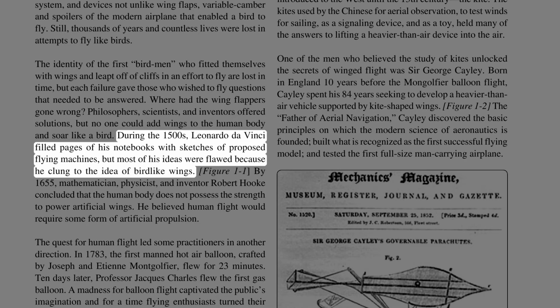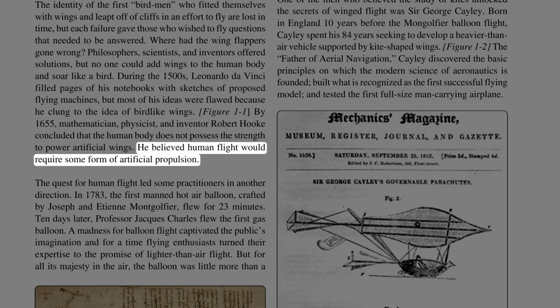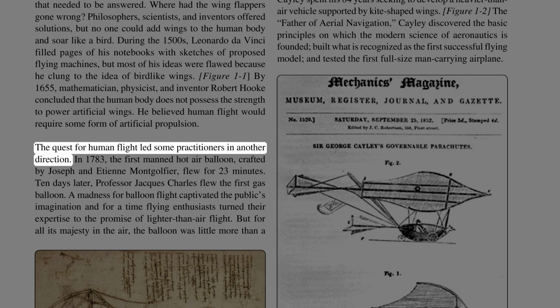During the 1500s, Leonardo da Vinci filled pages of his notebooks with sketches of proposed flying machines, but most of his ideas were flawed because he clung to the idea of bird-like wings. By 1655, mathematician, physicist, and inventor Robert Hooke concluded that the human body does not possess the strength to power artificial wings. He believed human flight would require some form of artificial propulsion. The quest for human flight led some practitioners in another direction.